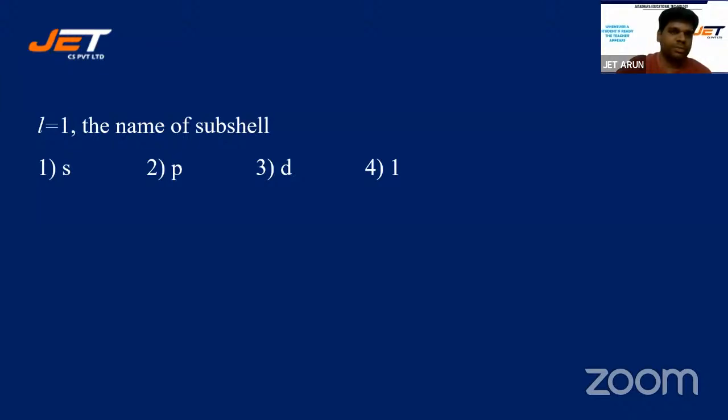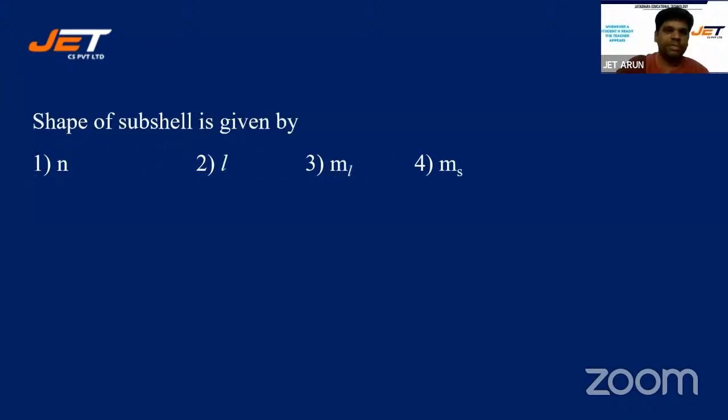Yes, option 2. Option 2 is absolutely right. Shape of subshell is given by n, l, m_l, m_s: principal, azimuthal, magnetic, spin.